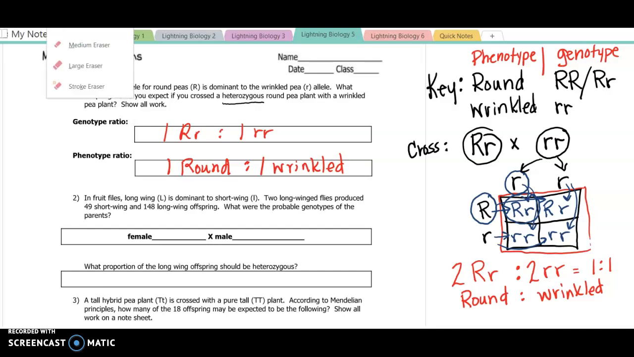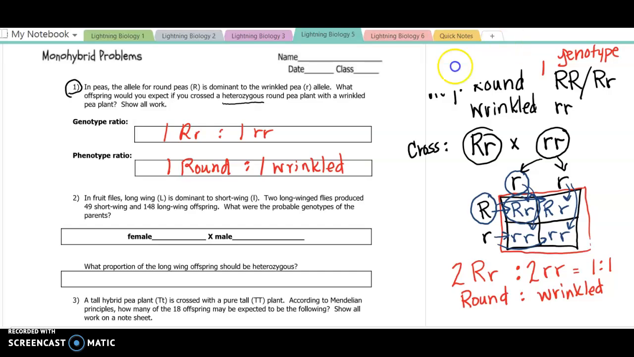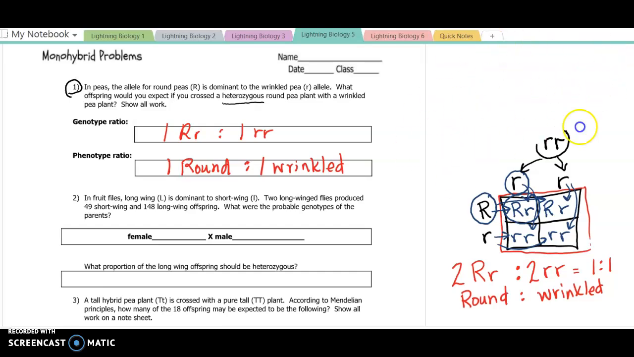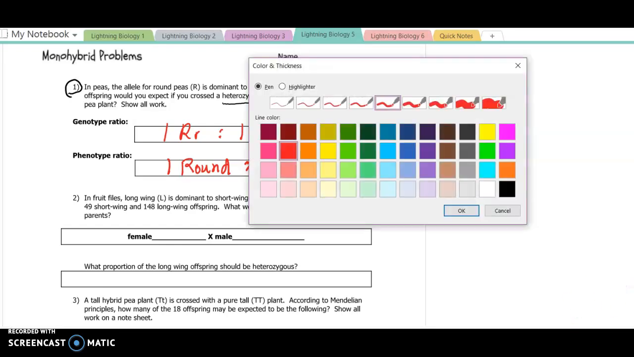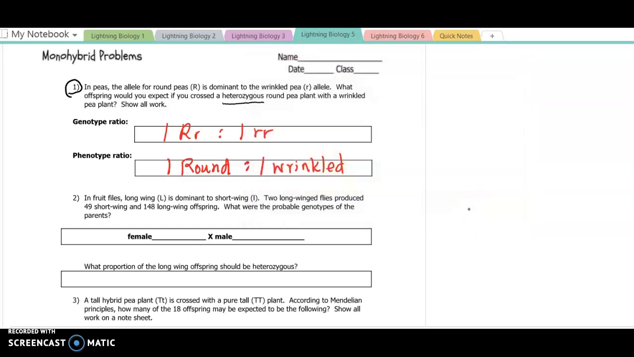So question 2, and I'm going to go ahead and erase what I have so far, because I'll redo this for every problem. So question 2 now says, in fruit flies, long wings is dominant to short wings. So now I know my key. So I'm going to make my key.